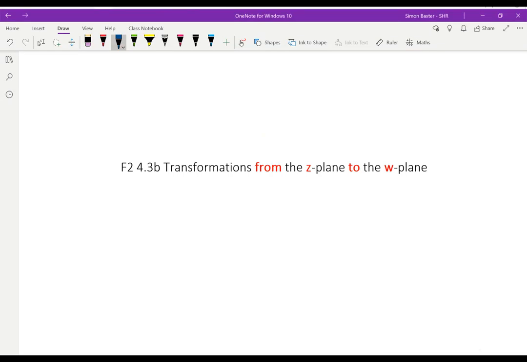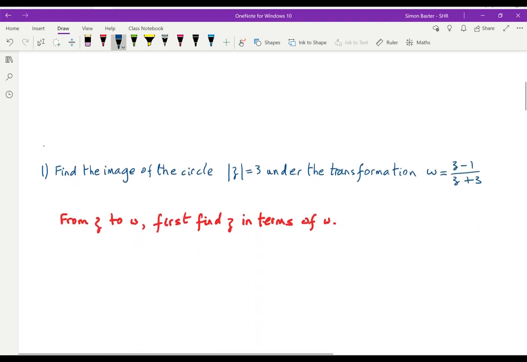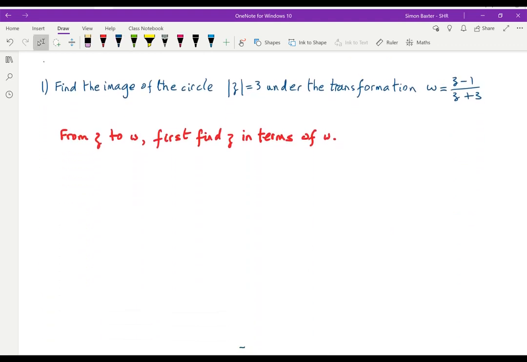In this video, I want to look at three examples of transformations from the z-plane to the w-plane. The first one, we have the circle mod z is 3 being transformed by w equals (z minus 1) over (z plus 3). We are starting in the z-plane and finishing in the w-plane.